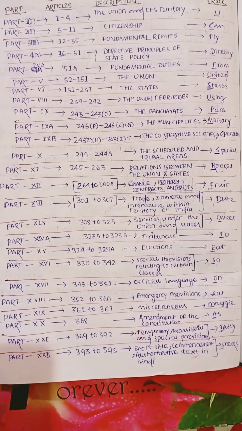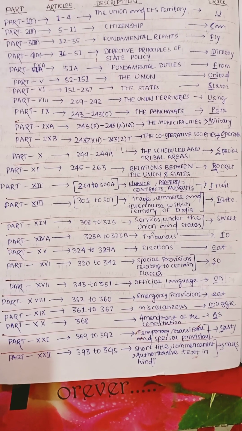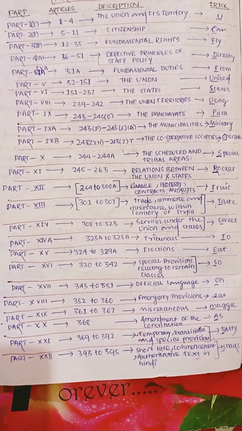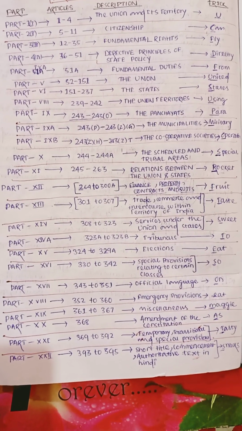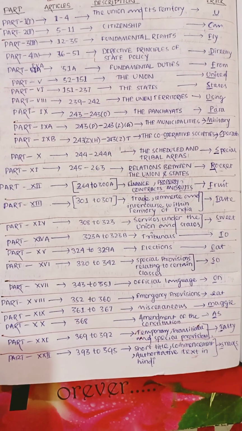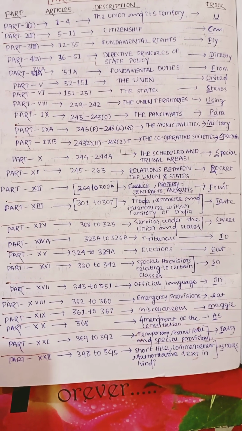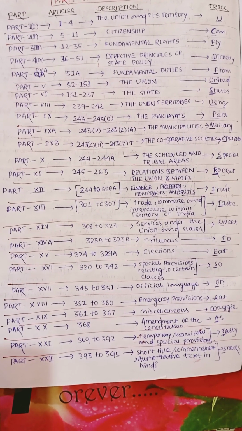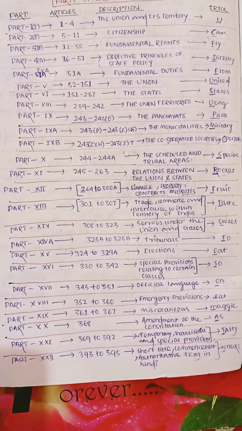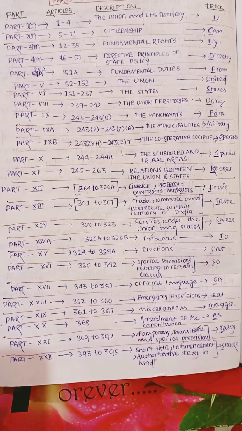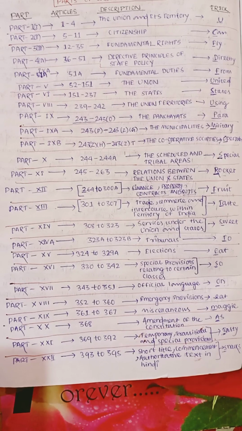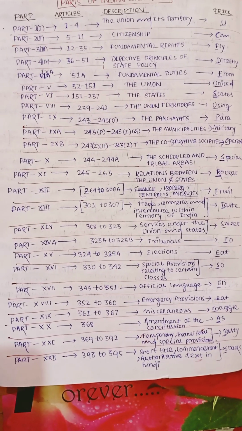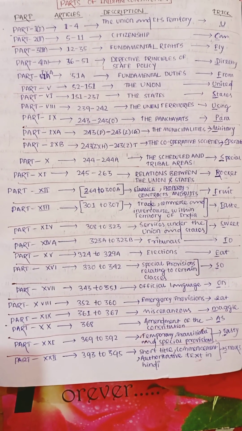Part V, article from 52 to 151, it states the union. Part 6, article number 151 to 237, it says the states. Part 8, article number 239 to 242, the union territories. Part B, article number 243 to 243O.